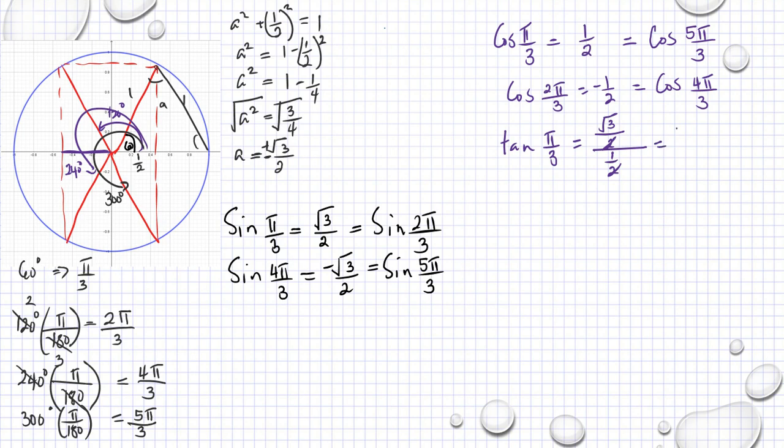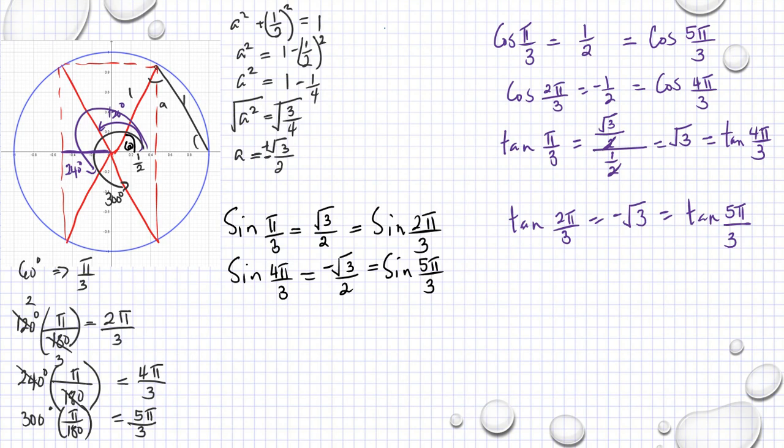Then we have square root of 3, and that is equal also in the third quadrant to tangent 4 pi divided by 3. For the negative, we have tangent 2 pi divided by 3, which is negative square root of 3, is equal to tangent in the fourth quadrant, 5 pi divided by 3. You can check my answers. I hope I've done it right.